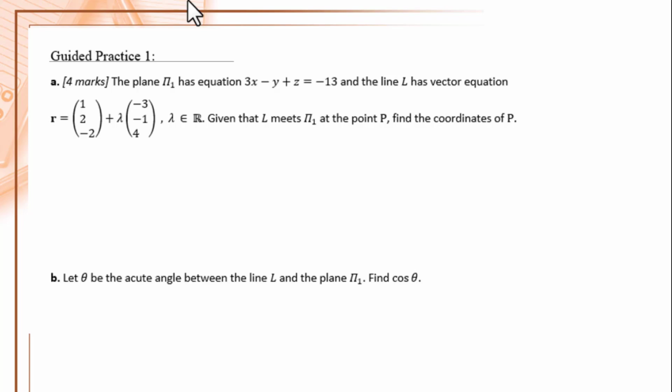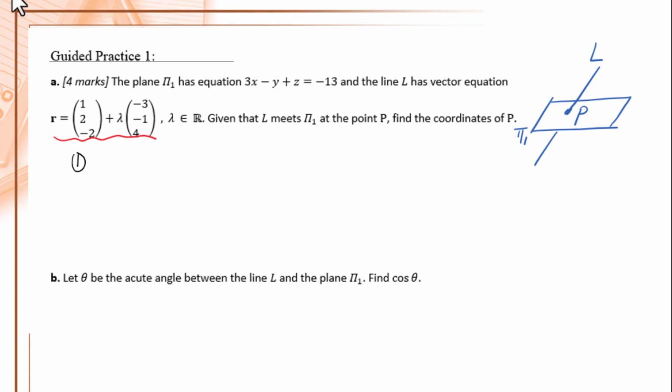The plane pi1 has equation 3x minus y plus z equals negative 13. And the line L has a vector equation like this, lambda is all real numbers. Given that L meets pi1 at the point P, find the coordinates of P. Let's draw the diagram first. This is the plane pi1. We have a line intersecting this plane at P.